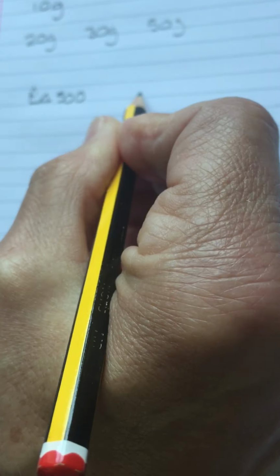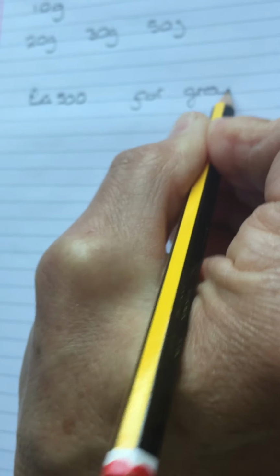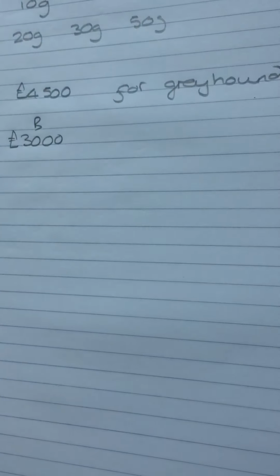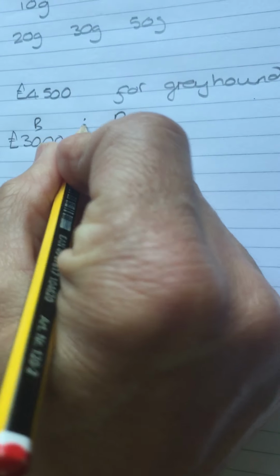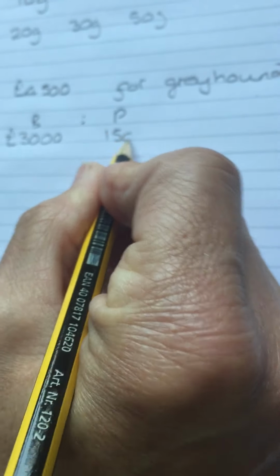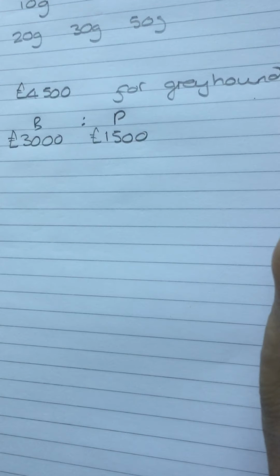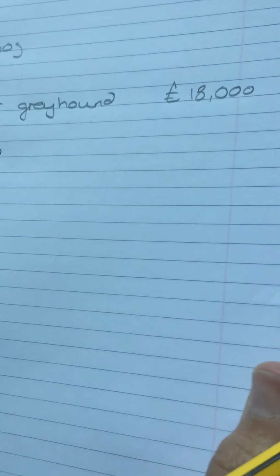So we've got Bob and Phil, they buy a greyhound for £4,500. I hope you can see that. Bob pays £3,000. So this is Bob. And Phil pays £1,500. The greyhound wins £18,000. So he's won a lot. Lovely little bonus there. So he's won £18,000 here.